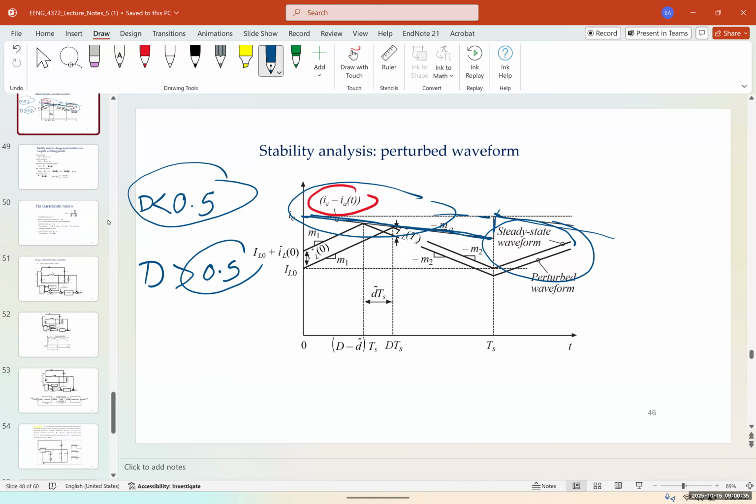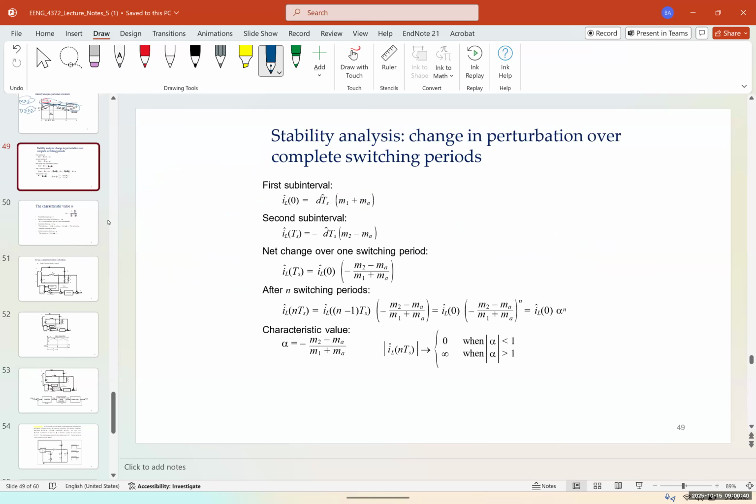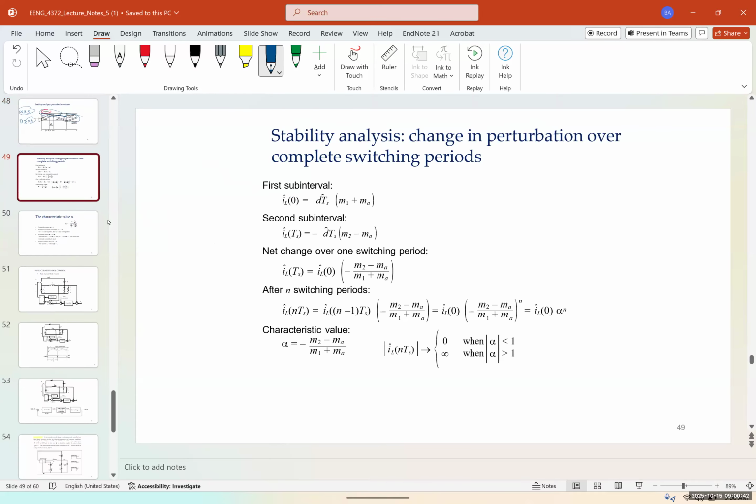Is it clear? The only thing is I just wanted to show this with the graphs to you. For the stabilization analysis, we have this; again, you can read faster than I can. We have the change in perturbation over complete switching periods. We have the first subinterval, the second subinterval, and the net change over one switching period.